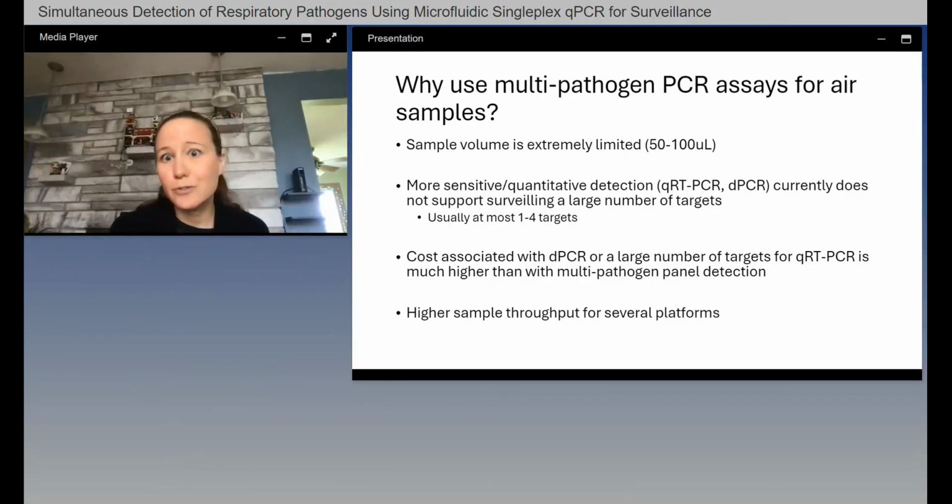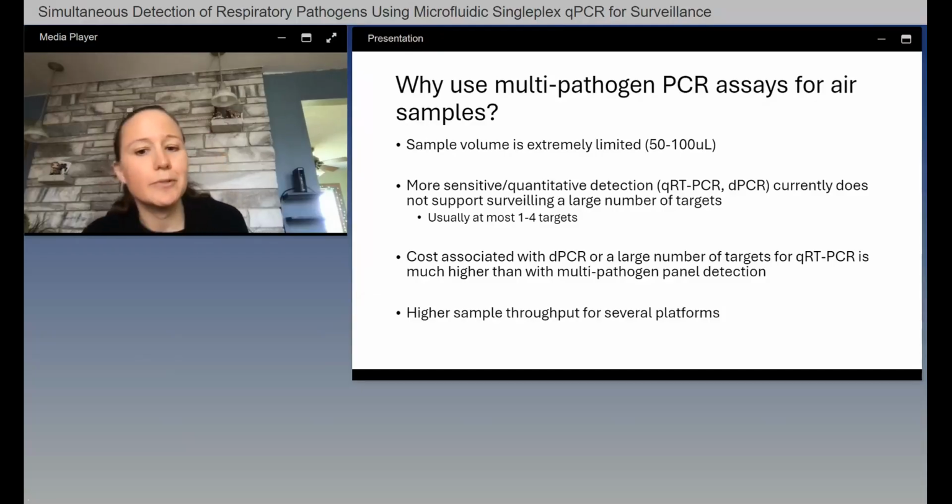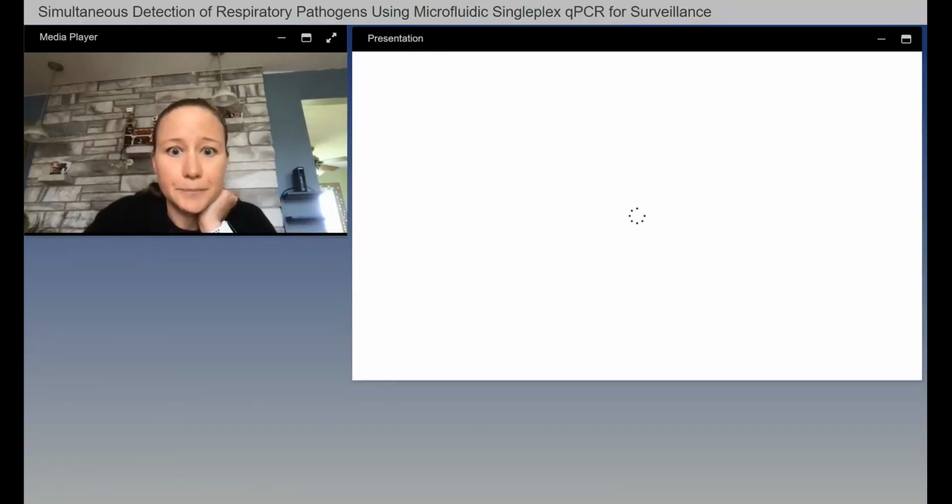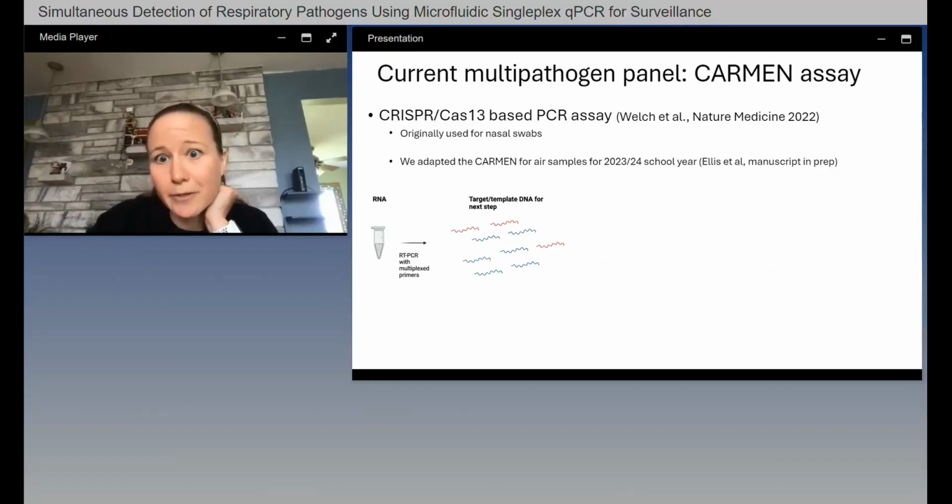Typically, we can run 48 up to as much as 192 samples on some of these platforms. The current multi-pathogen panel assay that we're using is the Carmen assay, and it's a CRISPR-Cas13 based PCR assay that was developed by Pardis Sabeti's lab at the Broad Institute in Boston. They developed this during the COVID-19 pandemic for high throughput screening of clinical nasal swabs for patients with respiratory infections. We adapted the Carmen assay for air samples in the 2023-2024 school year, and we're currently preparing a manuscript for this.